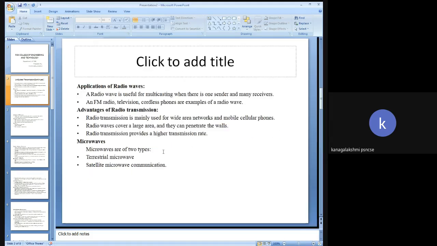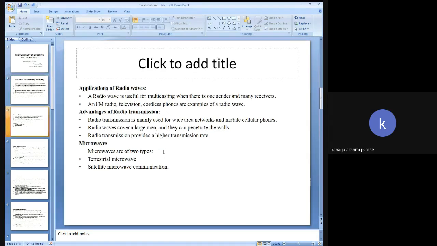Next, moving on to the advantages of radio waves. Radio waves are useful for multicasting. Multicasting means there is only one sender, and the signals can be received by many other receivers. Some examples of radio wave are FM radio, television, and cordless phones.